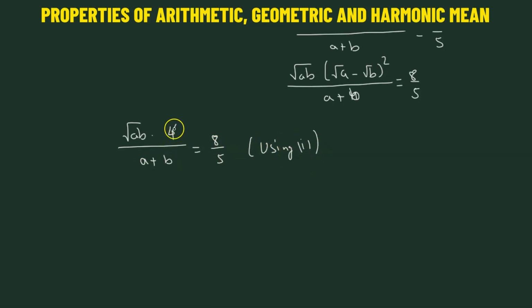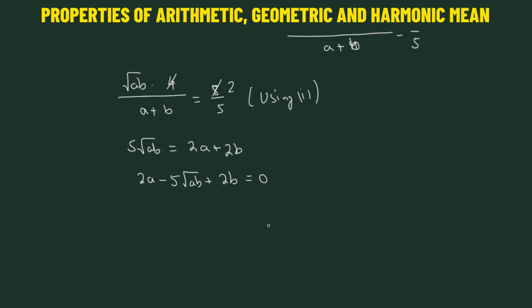Now what we can do, we can divide both sides by 4. So we have 2 over 5 on the right hand side. And thus it gives us 5 times square root of AB equals 2 times A plus 2 times B. All we've done is cross multiply. So let's rewrite everything. So we have 2A minus 5 times square root of AB plus 2B equals 0.